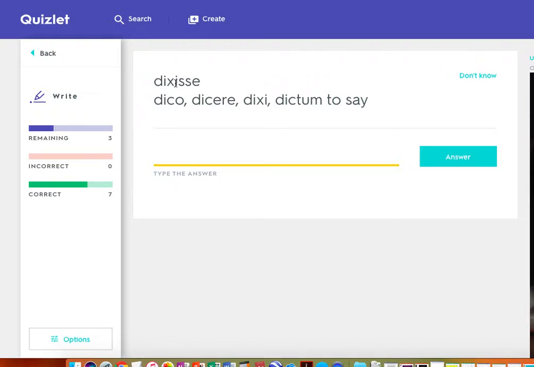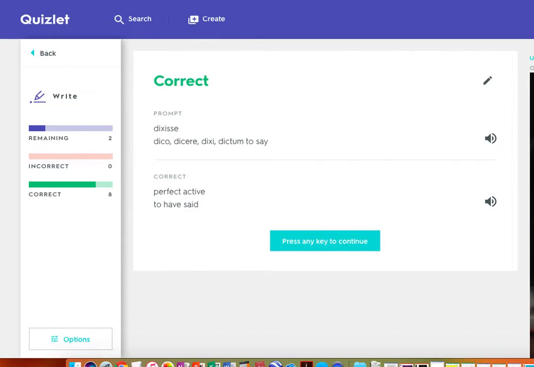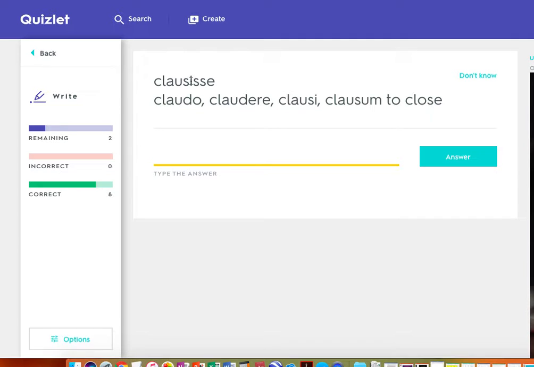Dixisse, I noticed right away it ends with isse, and I see that it's built on the base of the third principal part. This makes it the perfect active infinitive, and we translate it as to have said. Clausisse, here again I see the isse, and I see that it's built on the base of the third principal part. So we have the perfect active infinitive, and we translate it as to have closed.